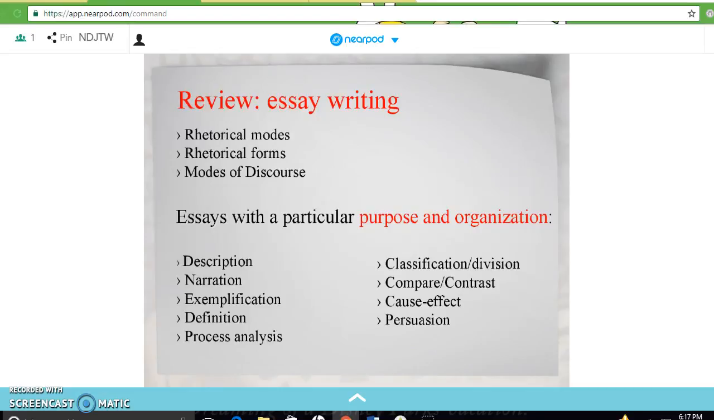Essay writing, rhetorical modes, rhetorical forms, and modes of discourse. The following list is a list of particular essays that need, well, particular purpose and organization, as it says, which means these specific essay types may need to be written differently from each other in some form.